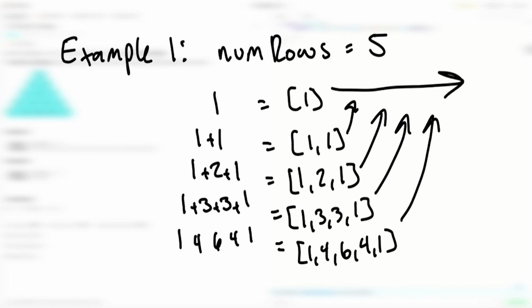So that one looks good. Let's go ahead and take a look at the second example. So example number 2 is very simple. It's just numRows equal to 1. So obviously this is only the first row. That'll just be 1. So that will return an array with just 1 inside of it. And that is it. So that one is very straightforward.